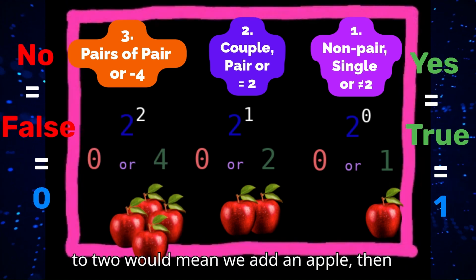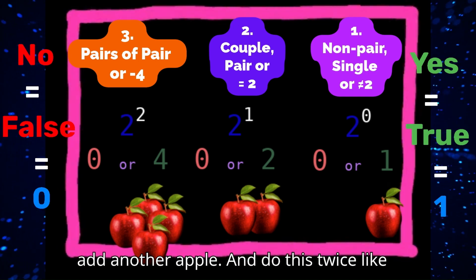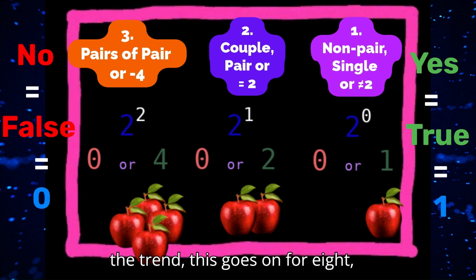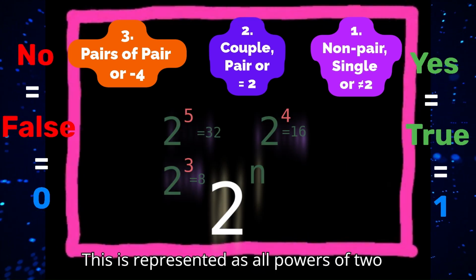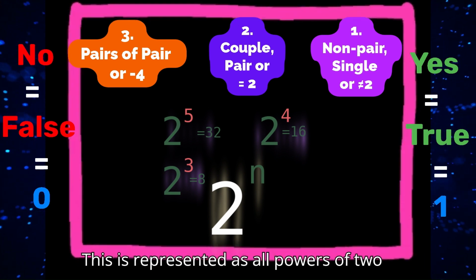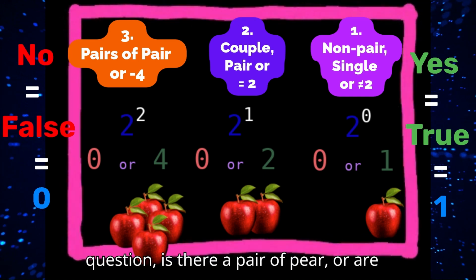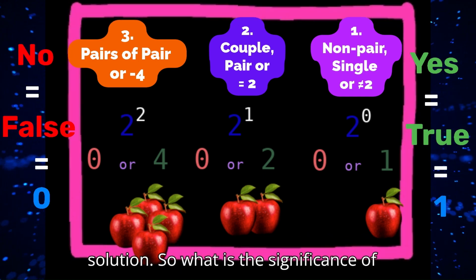2 raised to 2 would mean we add an apple, then add another apple, and do this twice, giving us 4 apples. And as you can see the trend, this goes on for 8, 16, 32 and forever. This is represented as all powers of 2 raised to n. This also replaces our question. Is there a pair of pear? Or are there 4 apples? Again, a yes or no solution.